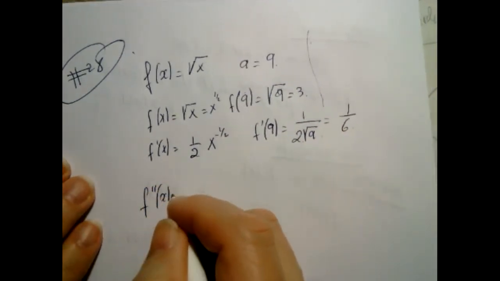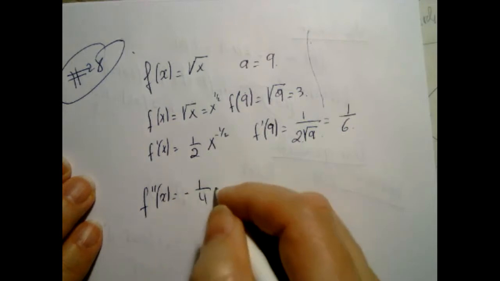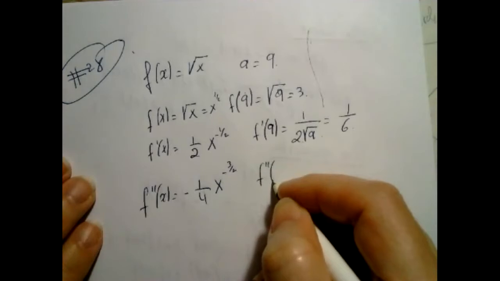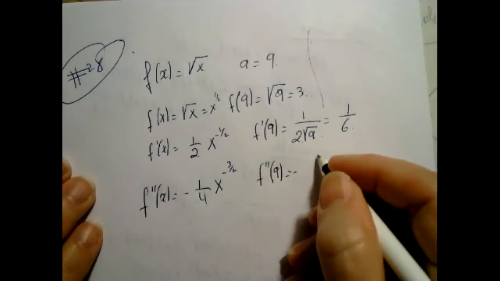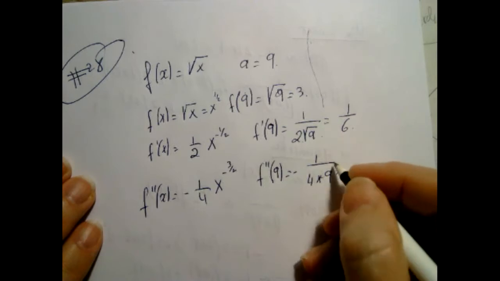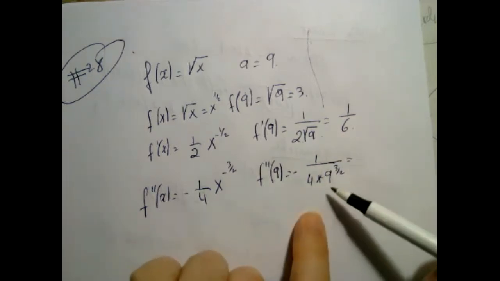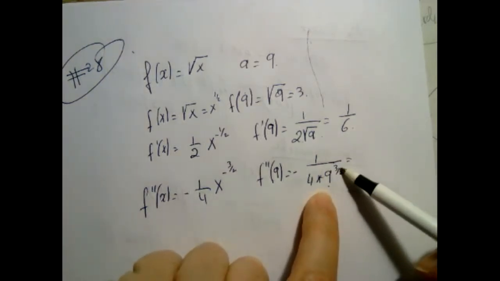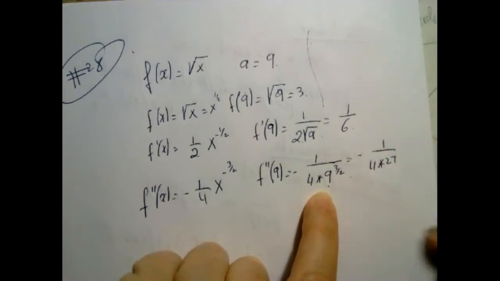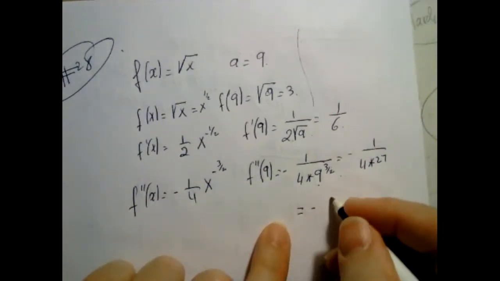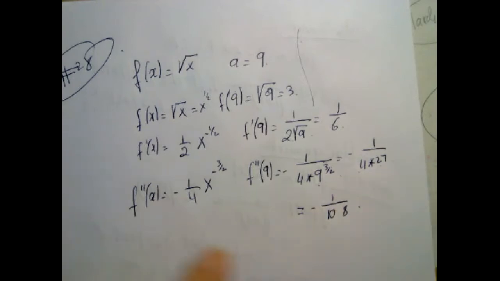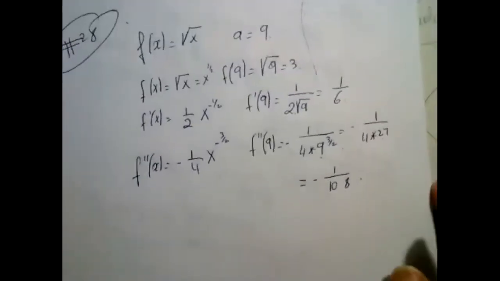Now, the second derivative is minus 1 over 4, x to the minus 3 half. It means the second derivative at 9 is minus 1 over 4 times 9 to the power 3 half. Now 9 to the power 3 half is 3 to the power 3, which is 27. It means 4 times 27, which is 108, so minus 1 over 108, unless I made a stupid mistake.